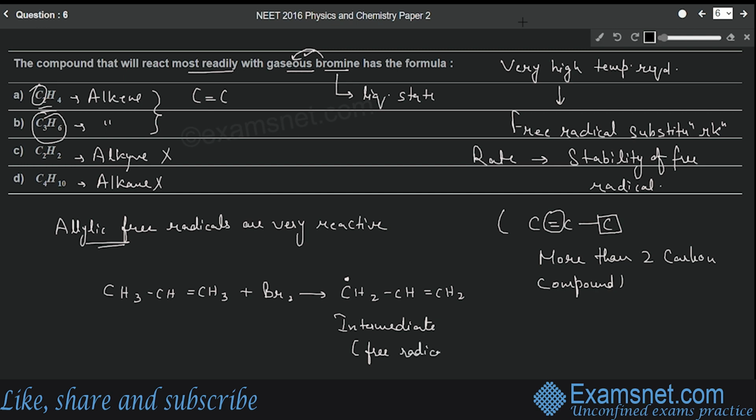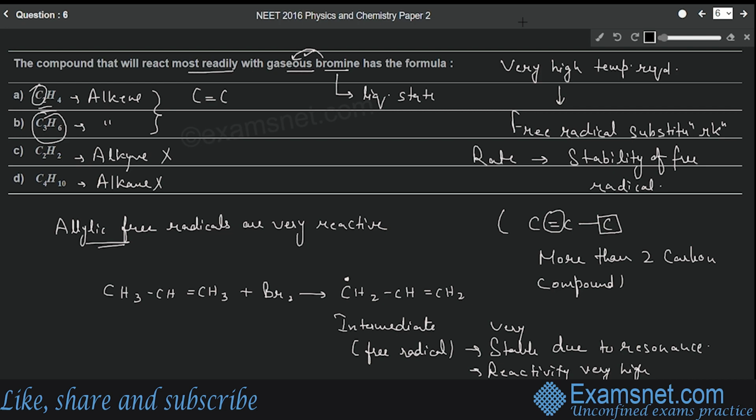And which type of free radical? Allylic free radical. Now this will be very stable due to resonance, and due to that its reactivity will be very high. Reactivity very high, so it will be highest among all the other options.